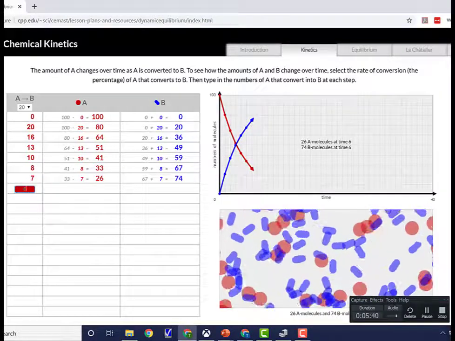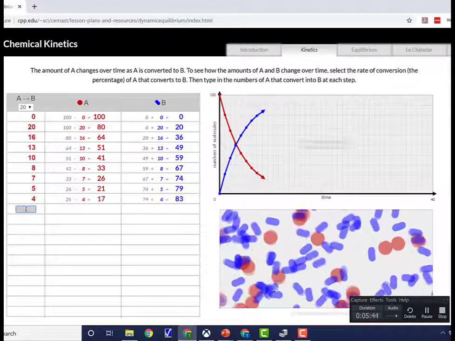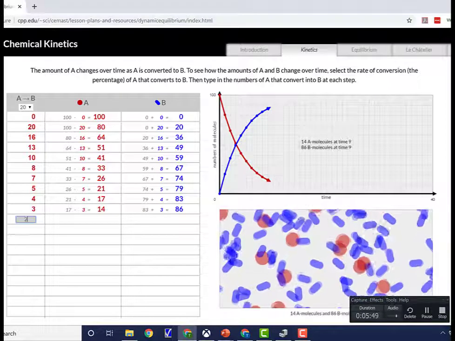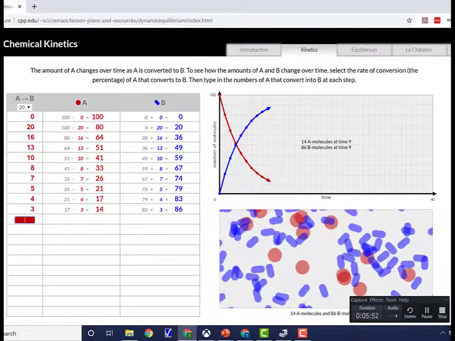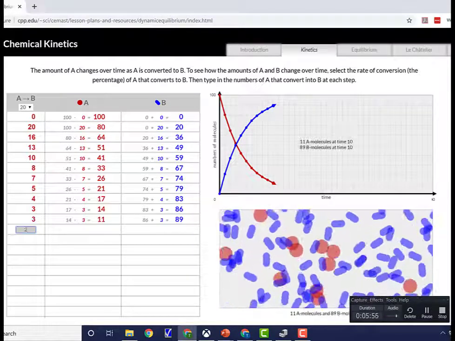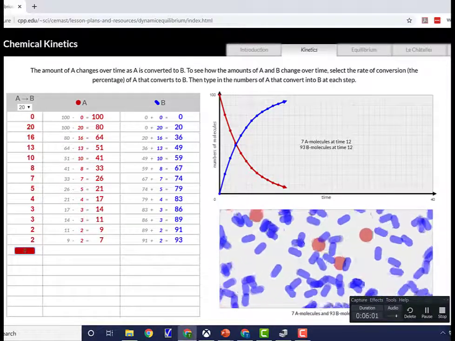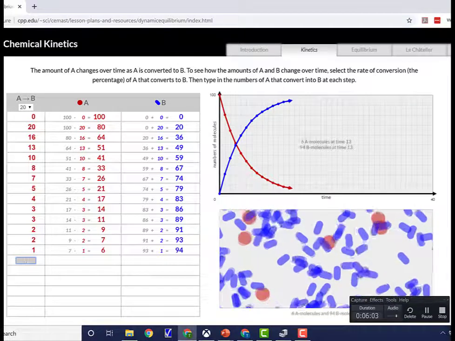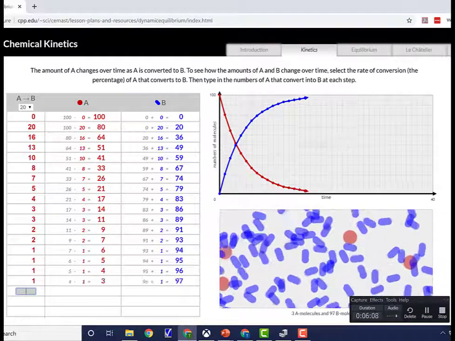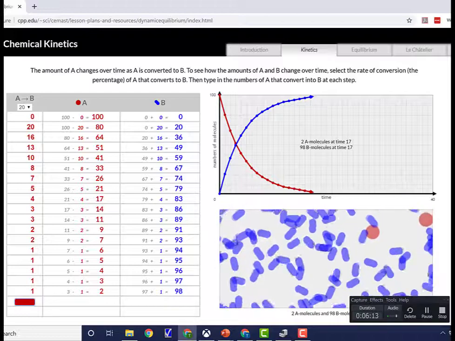20% of 26 is 6. Oops, sorry, it's got to be a 5. Got to round down, sorry. And then 4. And then 3. 2. Oops, actually, it's only 1. Oh, so, no, it's number 3, I'm sorry. 2. Oh, sorry, got the 1. And it's just going to be 1 from here on out until it's all gone.